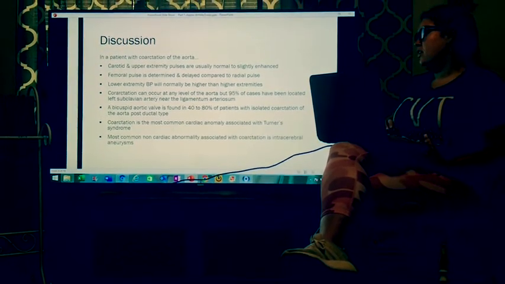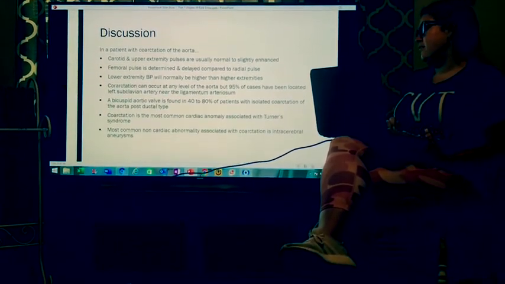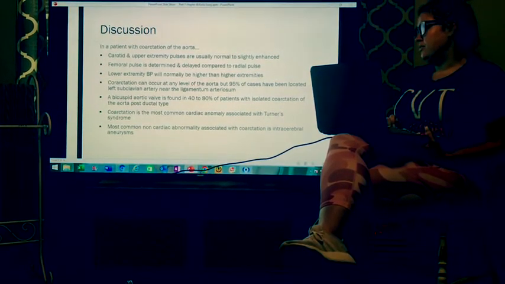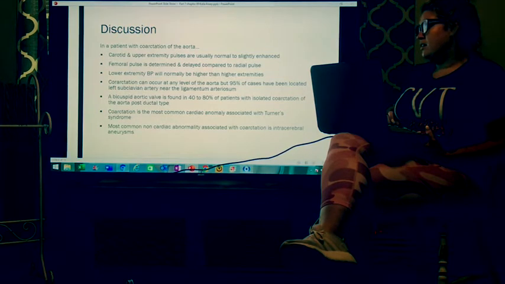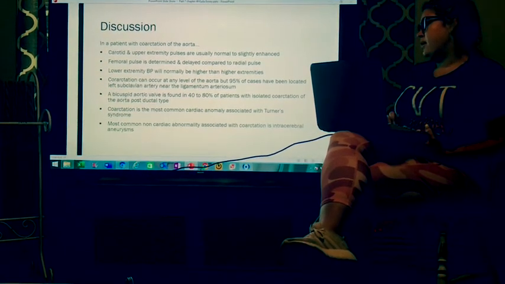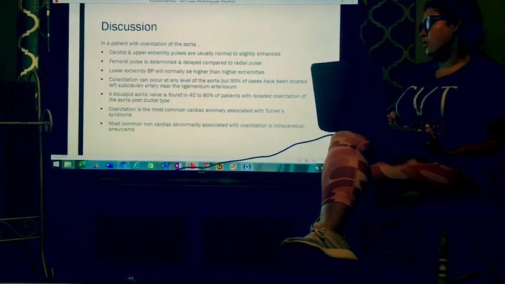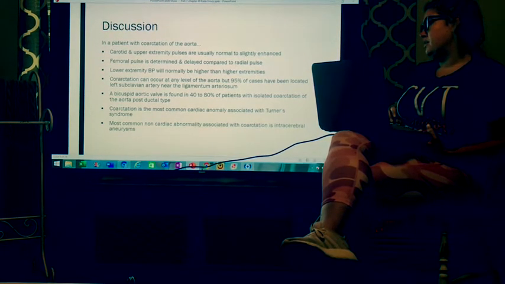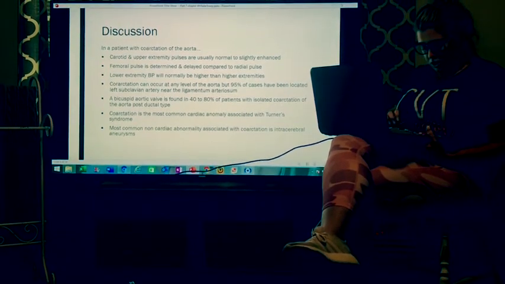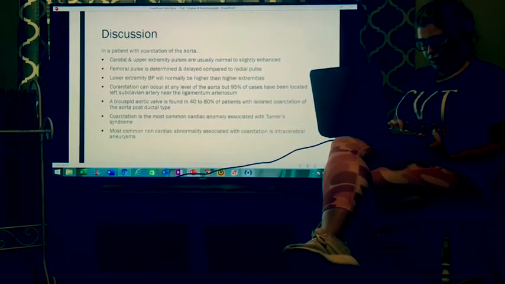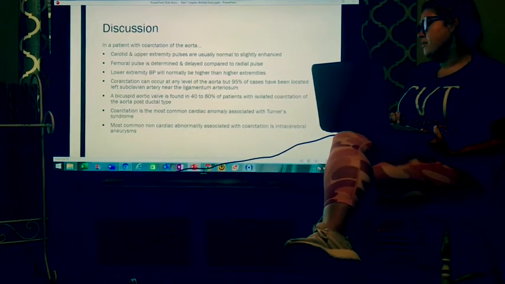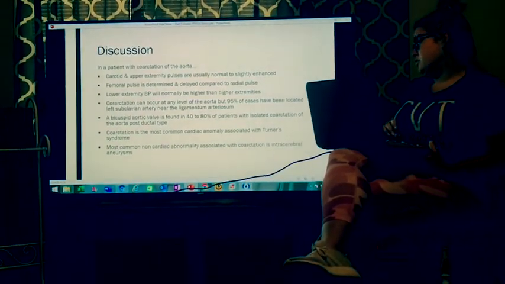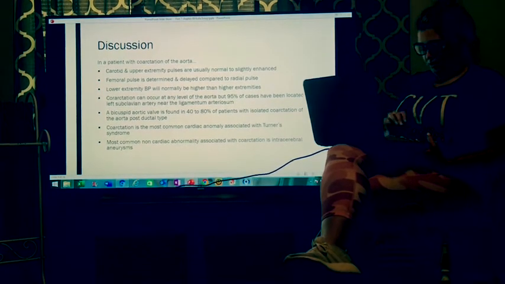Coarctation can occur at any level of the aorta, but 95% of the cases are located near the left subclavian artery, near the ligamentum arteriosum. A bicuspid aortic valve is found in 40 to 80% of patients with isolated coarctation of the aorta, post-ductal type. Coarctation is the most common cardiac anomaly associated with Turner syndrome. Turner syndrome is just a chromosomal disorder in which a female is born with only one X chromosome. And the most common non-cardiac abnormality associated with coarctation is intracerebral aneurysm, which is a brain aneurysm.